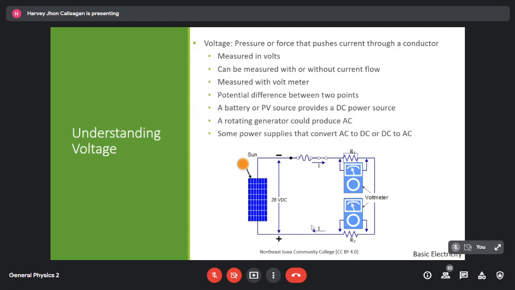Okay? Now, a rotating generator could produce an alternating current. Okay? That's why some supplies can convert AC to DC or DC to AC. Again, it depends on the machine being used. So for example, most of the factories or electrical companies, whatever sources they use, they're actually having this process.